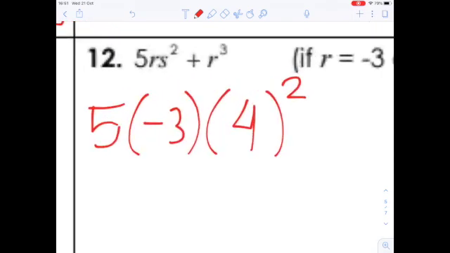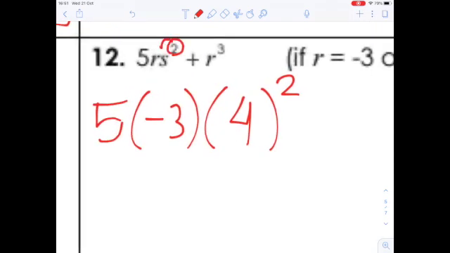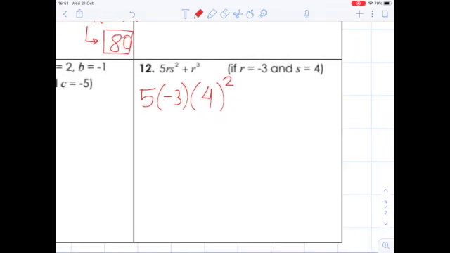Guys, be careful. This squared is only squaring the s, all right? If I wanted it to square everything, I should have put parentheses around 5rs squared, but this is not the case. If I have 5rs and the squared is over here, this squared only belongs to the variable s, okay? So be very careful. Only s is being squared. Plus r cubed, so parentheses cubed, and r is negative 3. So let's go ahead and solve this.